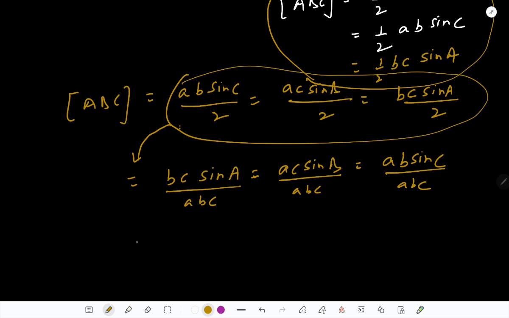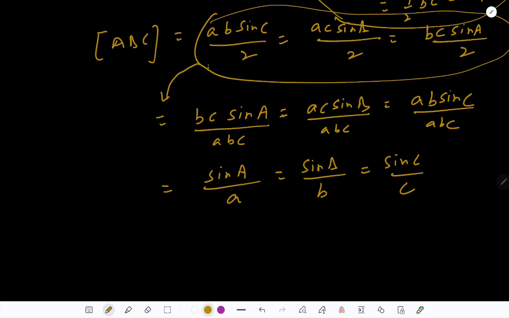you get the result we are looking for, that is sine A by a equals sine B by b equals sine C by c. Or, if you wish, you can write it like a by sine A equals b by sine B equals c by sine C, like this. This is usually called the sine formula.